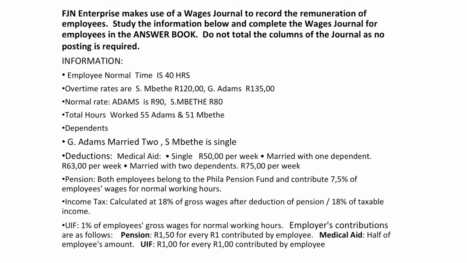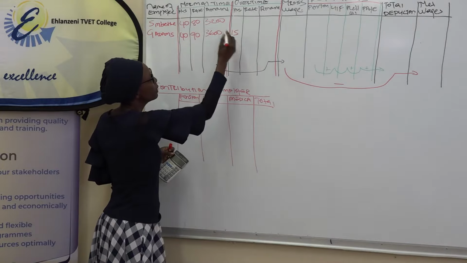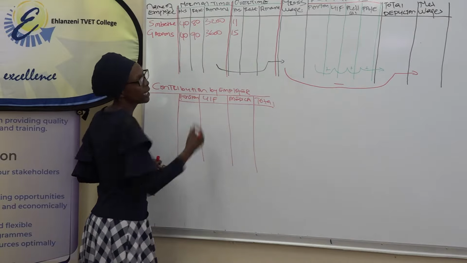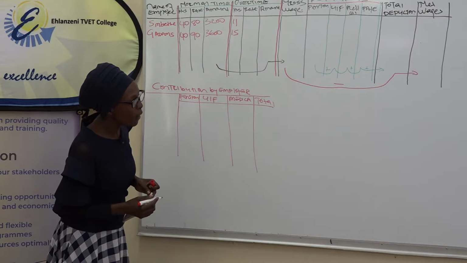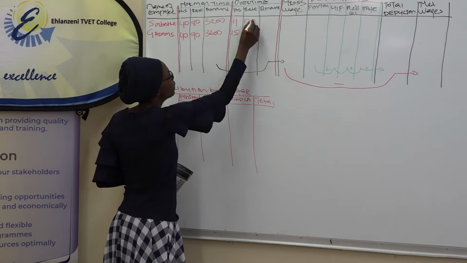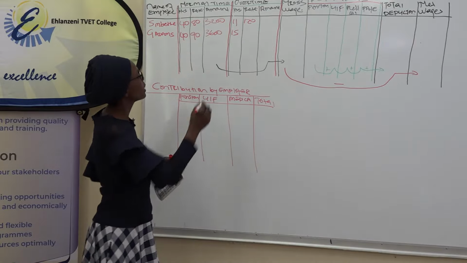Let's enter their overtime. Let's firstly check the hours. Adams worked 55. Then he was supposed to work 40, but he worked 55. The over hours is 15. Then Mbete works 51. That means the over hours is 11. Let's enter the rate for overtime. The rate for overtime for Mbete is 120. For Adams is 135.